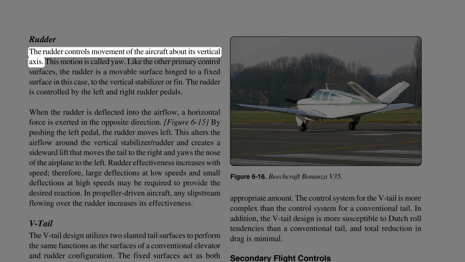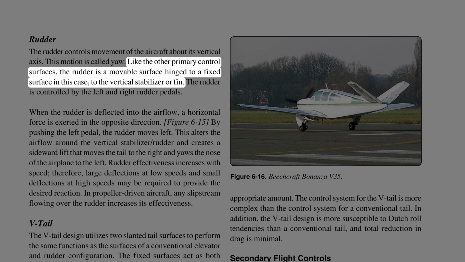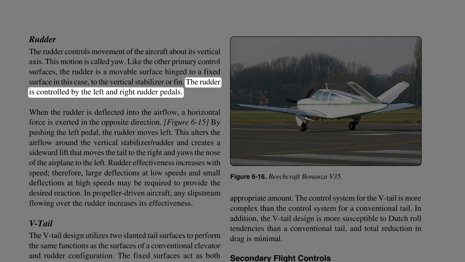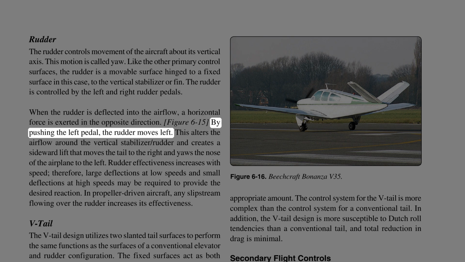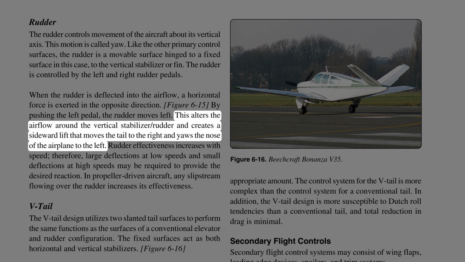Rudder. The rudder controls movement of the aircraft about its vertical axis. This motion is called yaw. Like the other primary control surfaces, the rudder is a movable surface hinged to a fixed surface, in this case, to the vertical stabilizer or fin. The rudder is controlled by the left and right rudder pedals. When the rudder is deflected into the airflow, a horizontal force is exerted in the opposite direction. By pushing the left pedal, the rudder moves left. This alters the airflow around the vertical stabilizer and rudder, and creates a sideward lift that moves the tail to the right and yaws the nose of the airplane to the left.